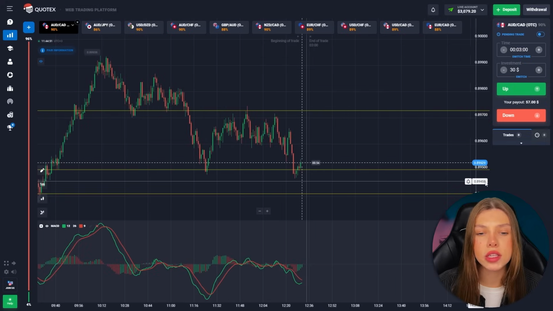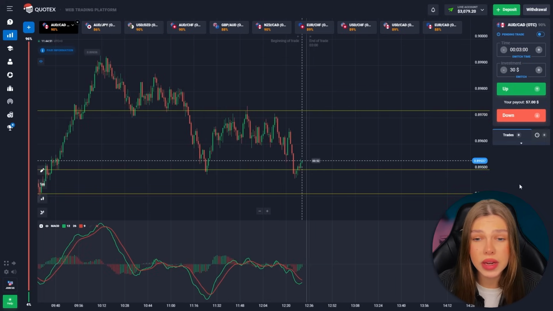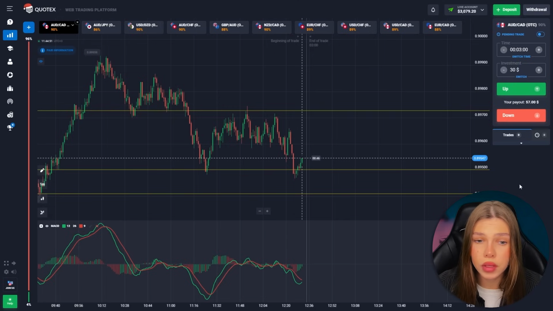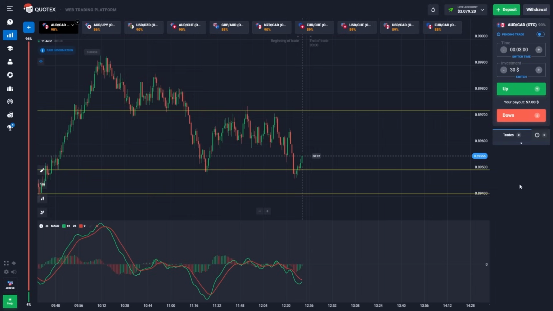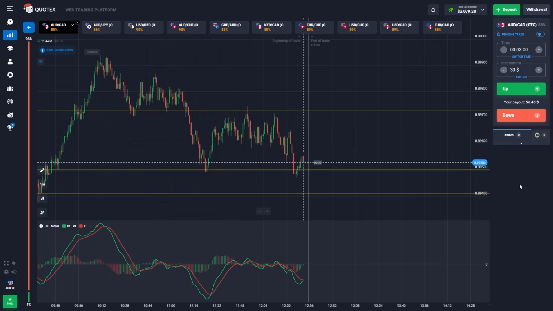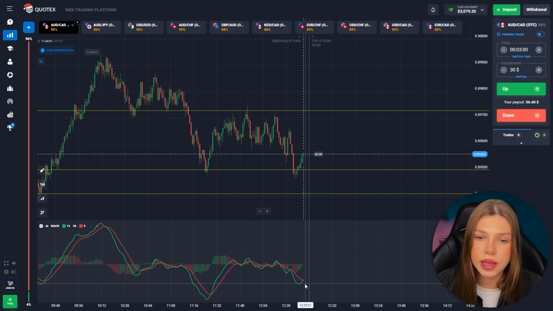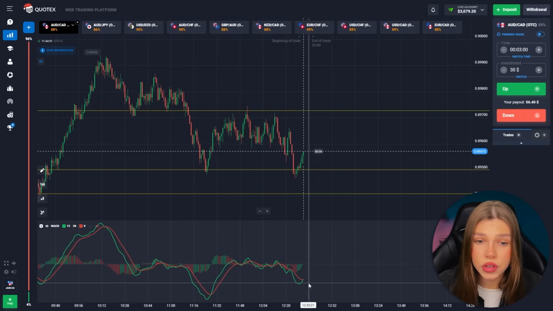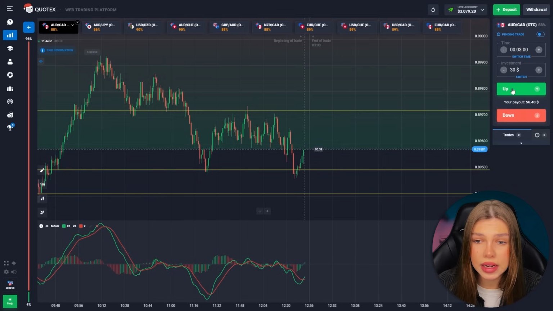Here we have an interesting moment. We had a false breakdown of the support line, and if now the indicator shows us the crossover of the moving average, this is the green one will cross the red one, then we can open a deal on the rise. So let's wait. Crossover has already almost happened. If the green closes now, we will open a trade on the upside. Expiration time is 3 minutes, so the trade is open.